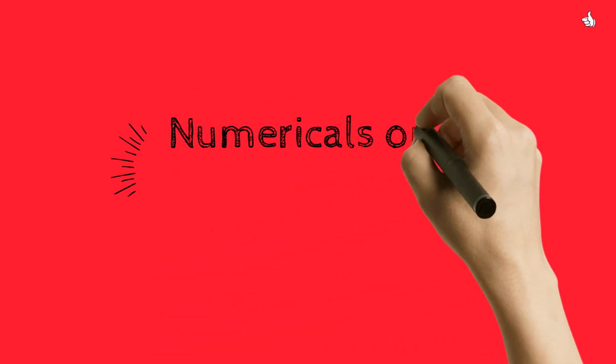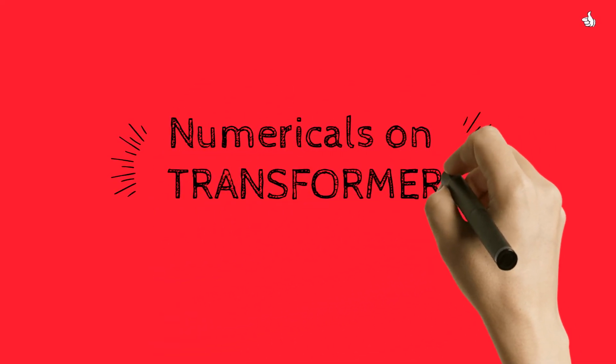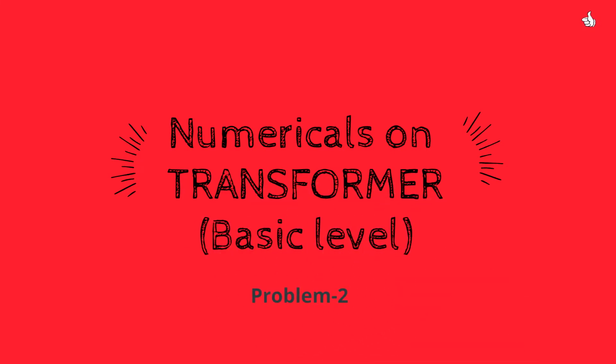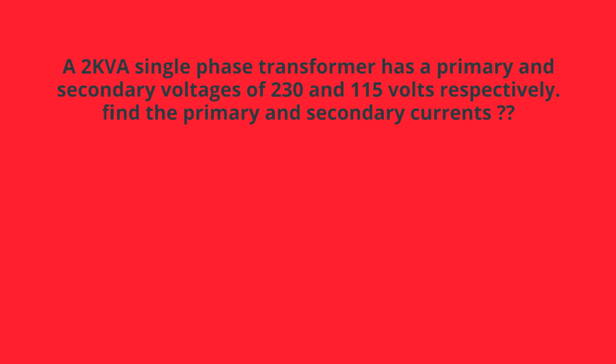Numericals on transformer, problem 2. Given numerical: a 2 kVA single phase transformer has primary and secondary voltages of 230 and 115 volts respectively. Find the primary and secondary currents.